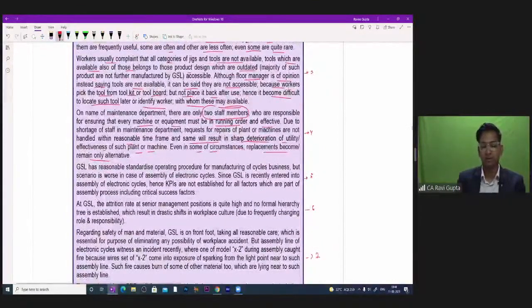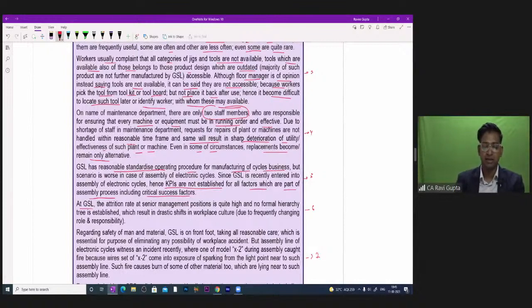Paragraph number 5. GSL has reasonable standardized operating procedures for manufacturing of cycle business. The scenario is worse in the case of assembling of the electronic cycle. Why is it worse? We have to see. Since GSL recently entered into assembling of electronic cycles, hence KPIs are not established for all the factors which are part of the assembly process, including critical success factors.